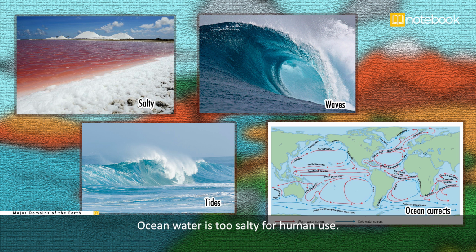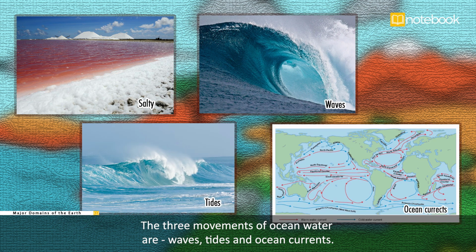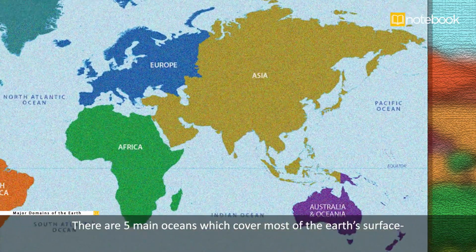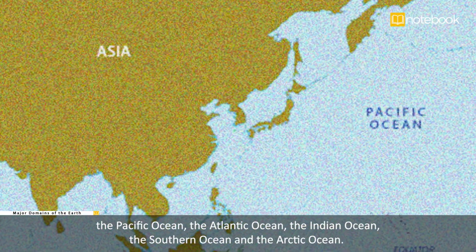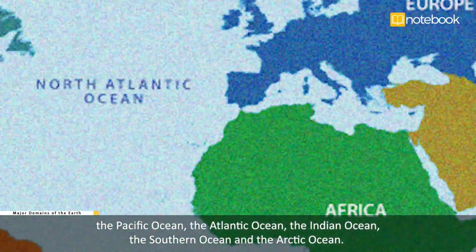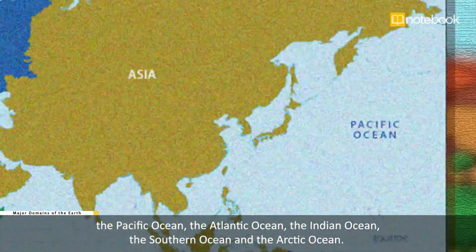Ocean water is too salty for human use. The 3 movements of ocean water are waves, tides, and ocean currents. There are 5 main oceans which cover most of the Earth's surface: the Pacific Ocean, the Atlantic Ocean, the Indian Ocean, the Southern Ocean, and the Arctic Ocean.